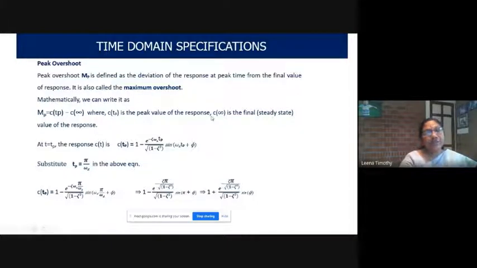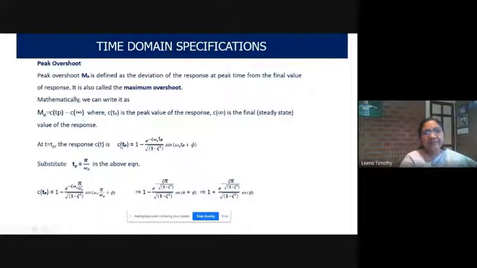CTP is the peak value of the response. So at the time t equal to Tp, the response C(Tp) is equal to 1 minus the general expression. Now substitute in order to get the value of the response. When we have to find Mp, that is equal to C(Tp) minus C infinite, the steady state value, that is equal to 1. But we have to calculate C(Tp).